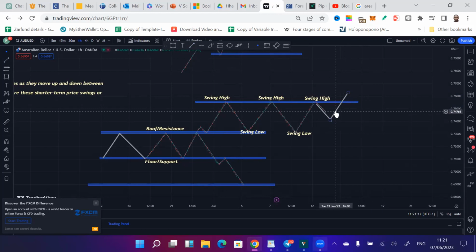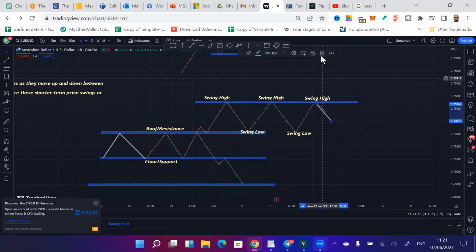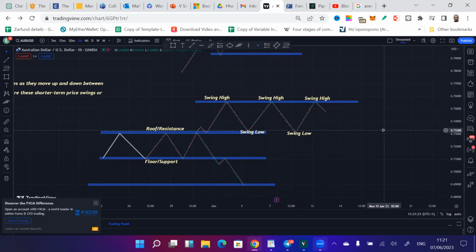So while you are able to identify the swing highs and swing lows, you want to also pay attention to the most recent one. What is the most recent swing high and swing low? That most recent one is what will help your trading the most for the moment. All of them are important. Don't get me wrong, all of them are important.